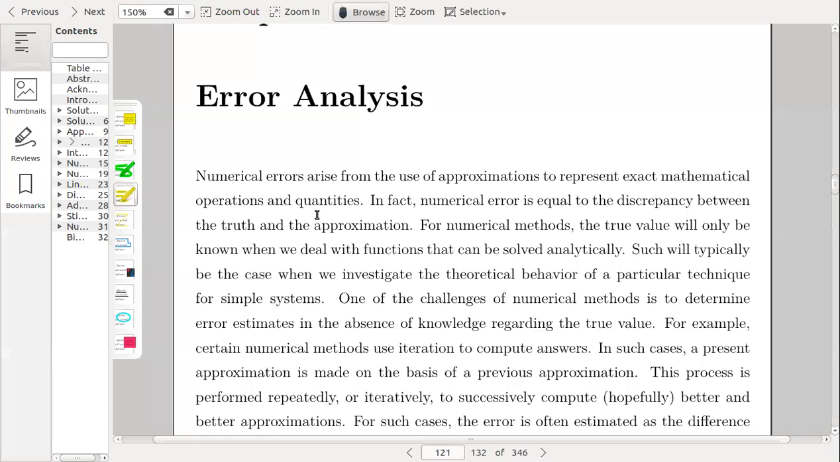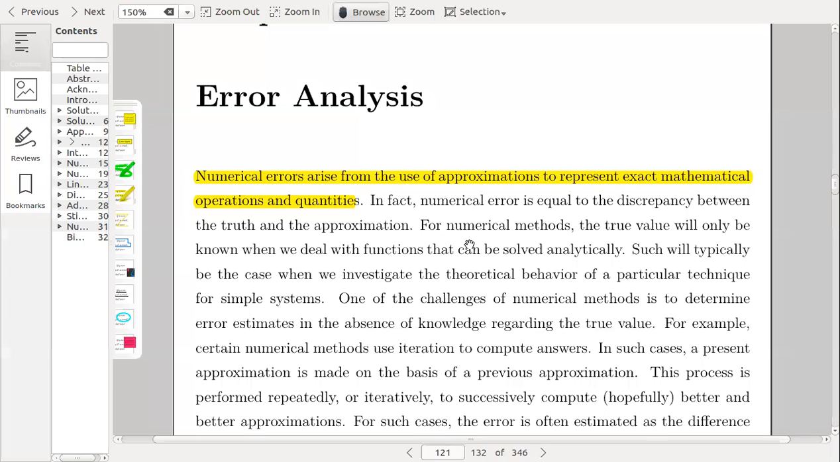Okay, so we will discuss error analysis. Numerical errors arise from the use of approximations to represent exact mathematical operations and quantities. In fact, numerical error is equal to the discrepancy between the truth and the approximation.